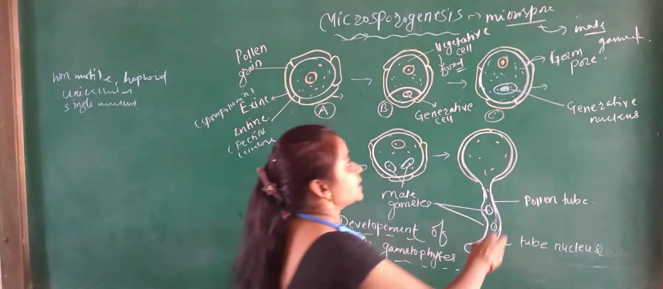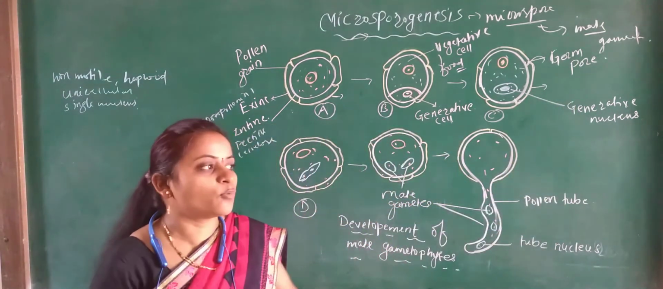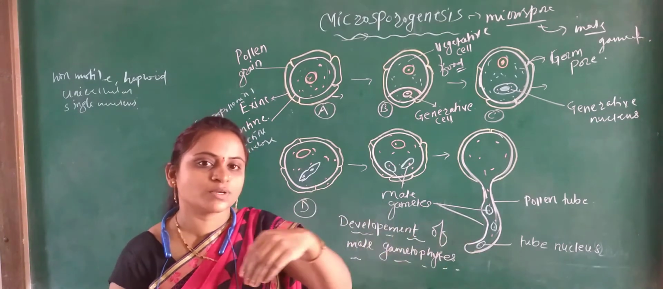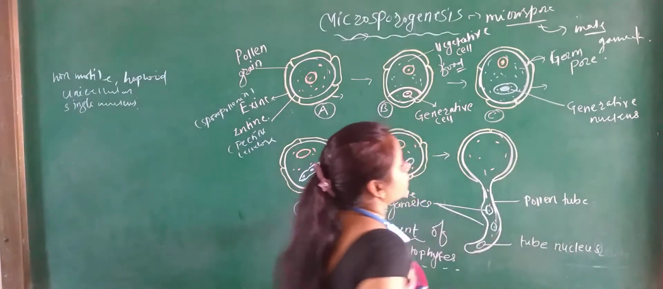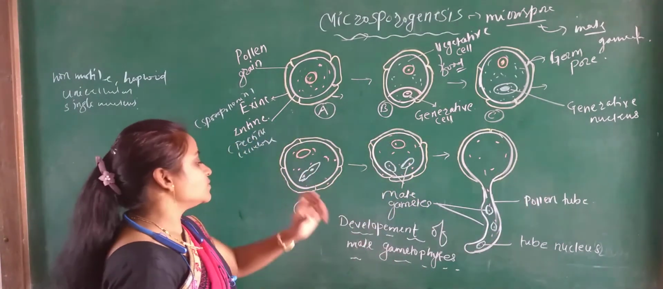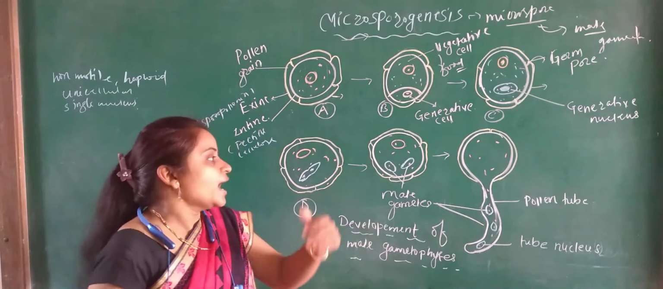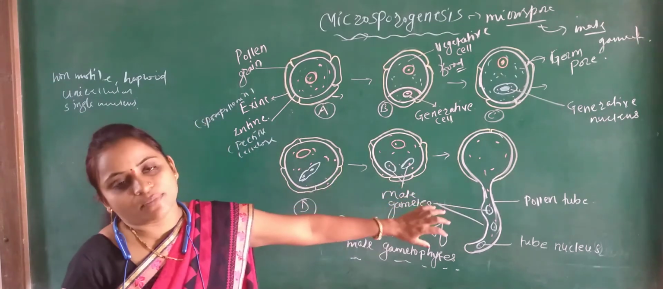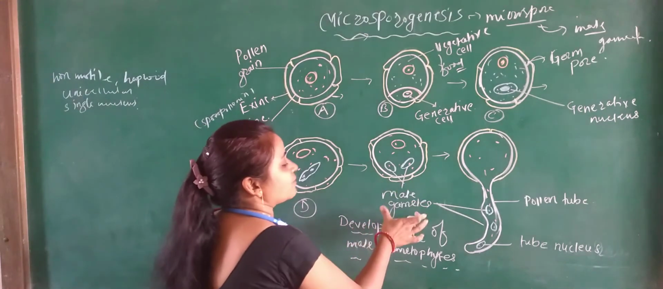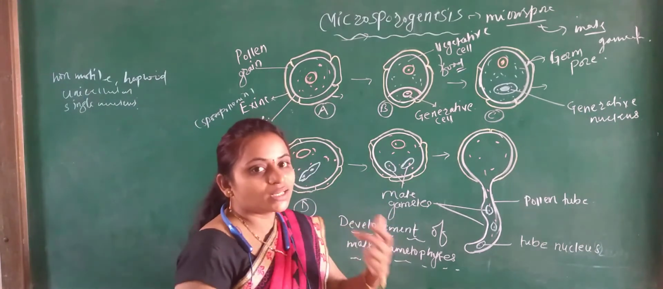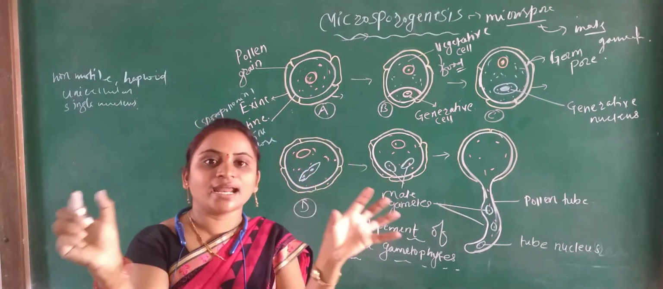Then second thing, this germ pore, or these pores, are also responsible for the transfer of water inside. Then another important thing, this generative cell is again divided and it forms the male gamete. What does it form? The male gamete.